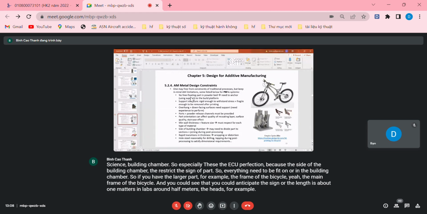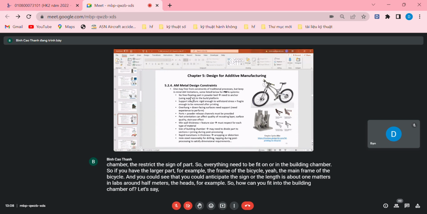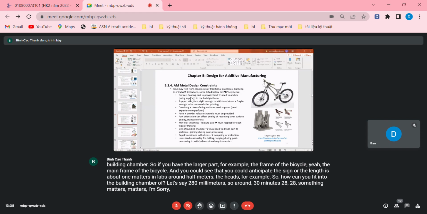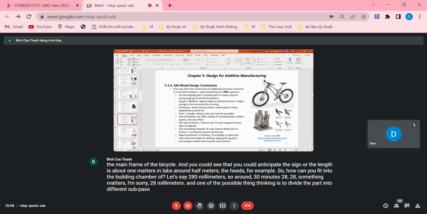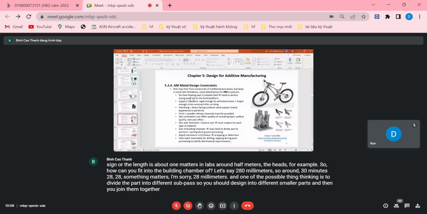So how can you fit it into a building chamber of, let's say, 280 millimeters, so 28 centimeters? One of the possible ways of thinking is to divide the part into different sub-parts. So you should design different smaller parts, and then you join them together after the 3D printing process.